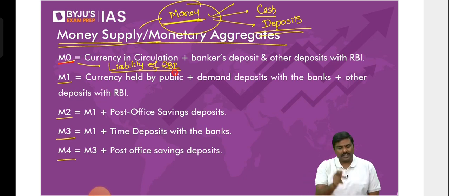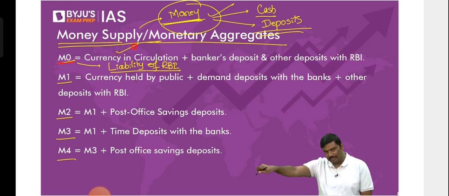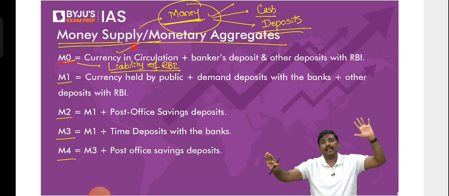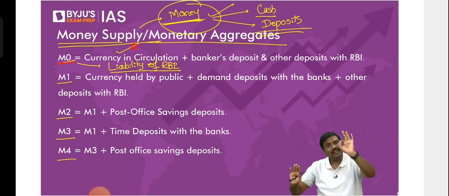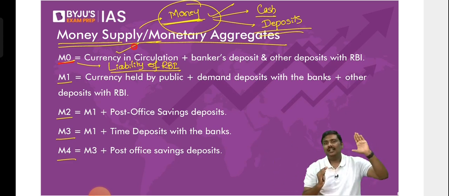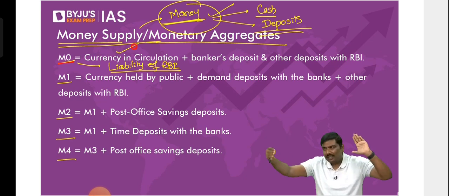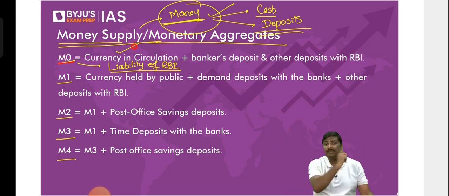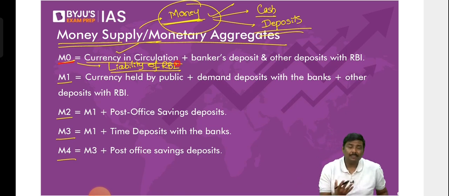I've already cleared it to you. Currency printed by RBI, which is there with the people, is a liability for RBI. Why? Please go back and remember this. When RBI wants to supply this money, they will collect a certain product. Now people have 100 or the bank has 100 rupees. They will approach RBI, give this money, and the bank has to get back the G-security. So that's the reason it is a liability of RBI. So currency in circulation is a liability of RBI.